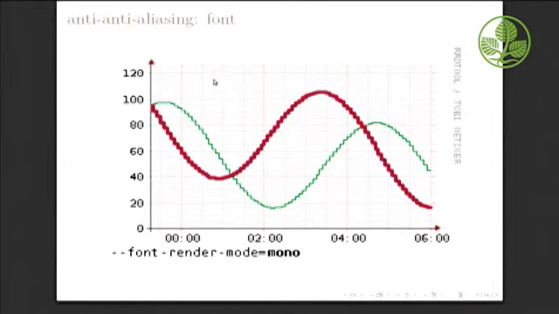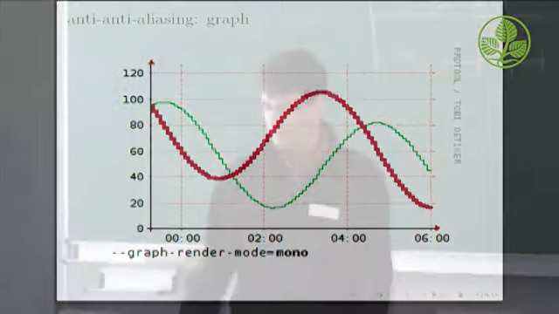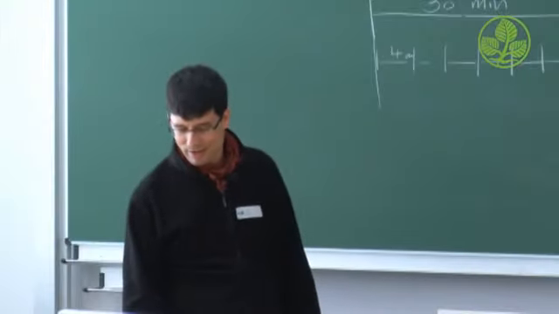Also with the font, if you want to make the font look like in an 80s computer game, you can do that by switching font render mode to mono. Obviously, that only affects the PNG version of the charts. If you create PDF versions, they're vectorized anyway, so there'll be no blockiness to them in any way.